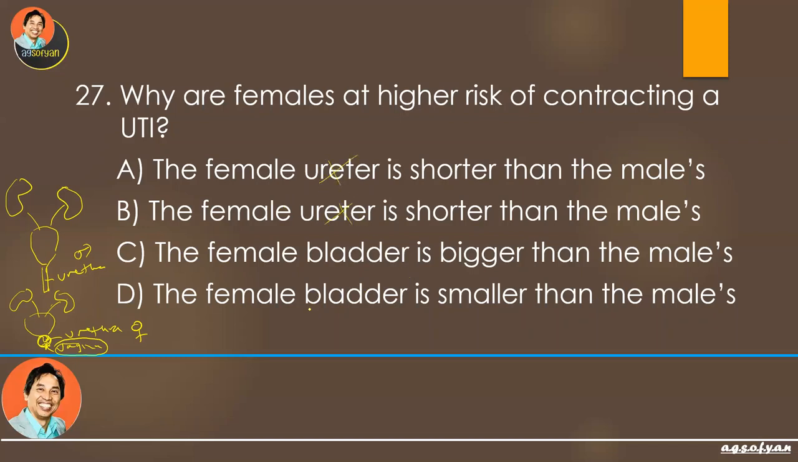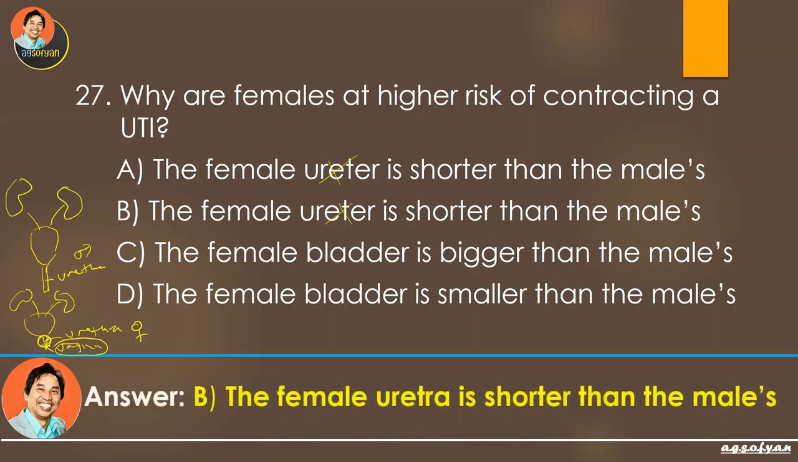Not ureter. Why did the female have higher risk? One of the options should be urethra. Let's see. This is a mistake. It's actually B over here. It should be urethra. So A and B are the same. Actually, I put urethra for B, but I forgot to change the other one. So that's the answer: the female urethra is shorter than the male.